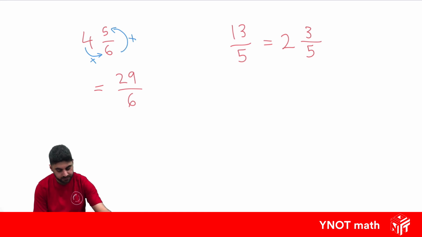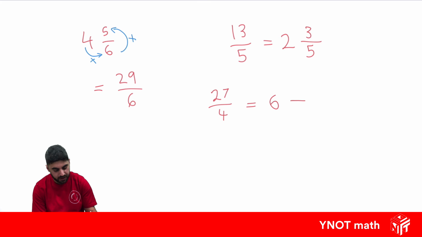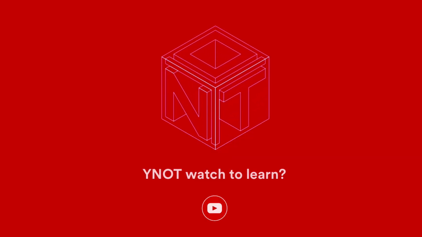Let's look at another one. 27 over 4, changing into a mixed numeral. How many times does 4 go into 27? Well, 4 goes into 27 6 times, remainder 3. And the denominator, we just keep the same.